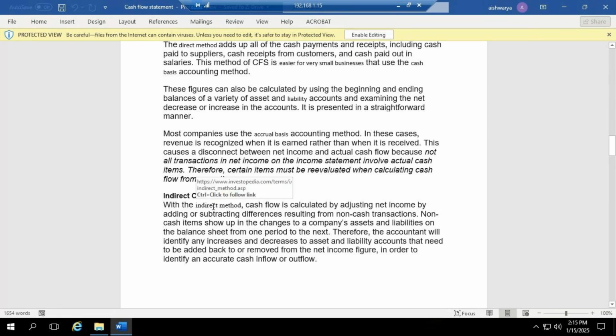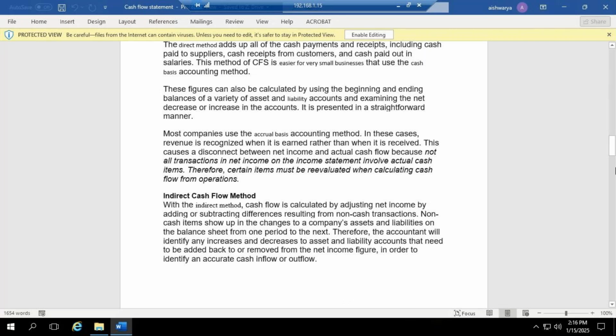So, the indirect cash flow method. With the indirect method, cash flow is calculated by adjusting net income by adding or subtracting differences resulting from non-cash transactions. Non-cash items show up in the changes to a company's assets and liabilities on the balance sheet from one period to the next. Therefore, the accountant will identify any increases and decreases to asset and liability accounts that need to be added back to or removed from the net income figure in order to identify an accurate cash inflow or outflow.